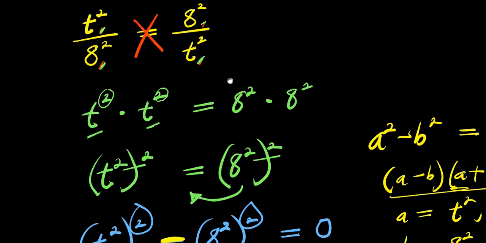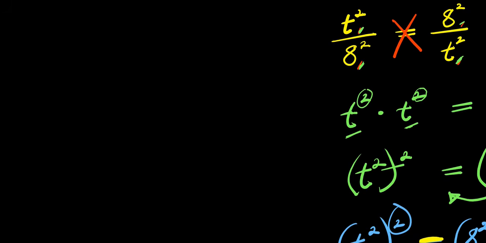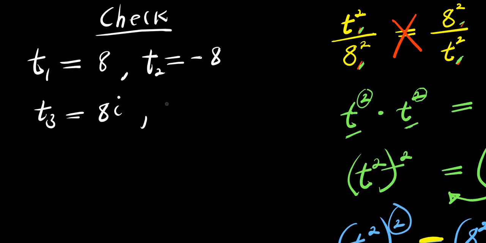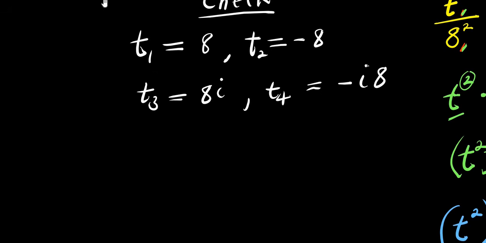So from here, we can go ahead and check each of these solutions. Let's see if they are going to satisfy the equation. We have t1 equals a. We have t2 equals negative a. t3 equals a times i, or i times a, and t4 equals negative i times a. Okay, let's insert each of them right here.